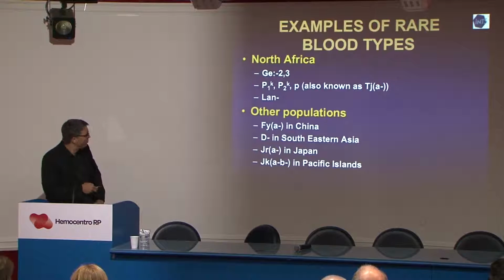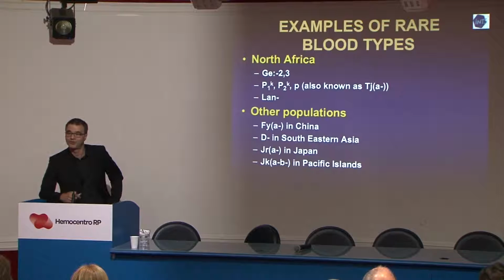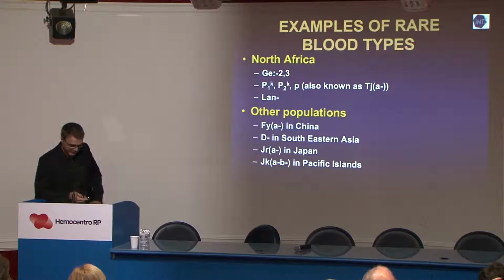In other populations, it is again different. It's quite surprising to see that the Duffy A negative type is so rare in China. It's supposed to be a rare blood type, and they freeze it. It's not a problem in our countries. D negative also is very rare, and it's not rare in our countries at all. JRA negative in Japan, I will come back to this later on. JKA negative, B negative in the Pacific Islands.